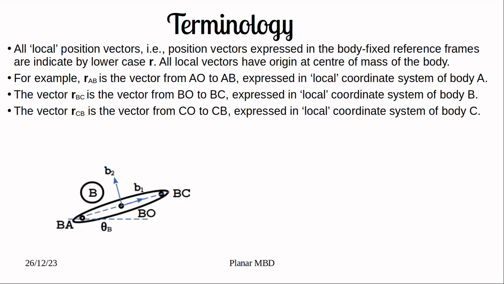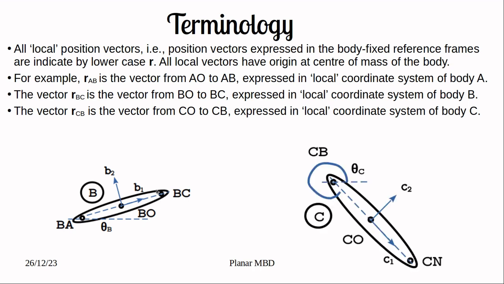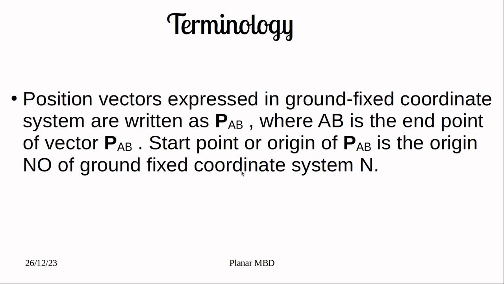For example, if you see here, vector rBC will be the vector from BO to BC, and vector rCB will be the local position vector in body C that you can see here. Since it is vector rCB, it goes from CO to CB.